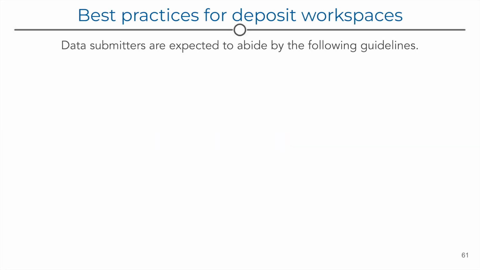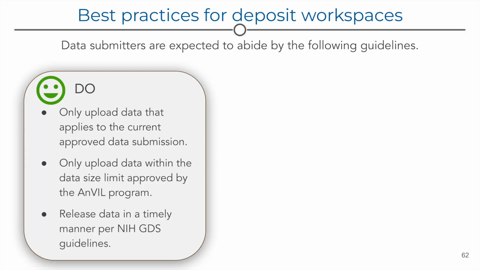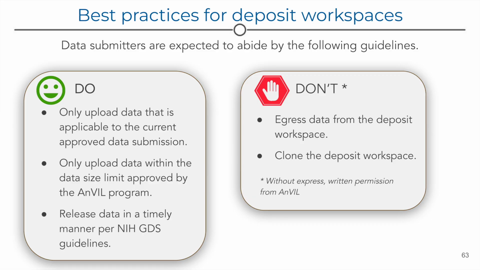All data submitters are expected to abide by the following guidelines. Only upload data that applies to the current approved data submission. Only upload data within the data size limit approved by the AnVIL program, and release data in a timely manner per NIH GDS guidelines. Without express written permission from AnVIL, you cannot egress data from the deposit workspace. Cloning the deposit workspace is also not allowed because at this time, access to data tables will not be protected in clones.